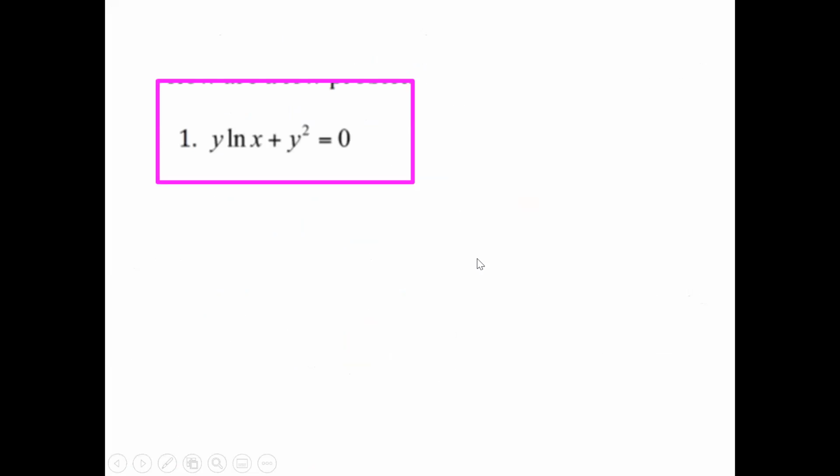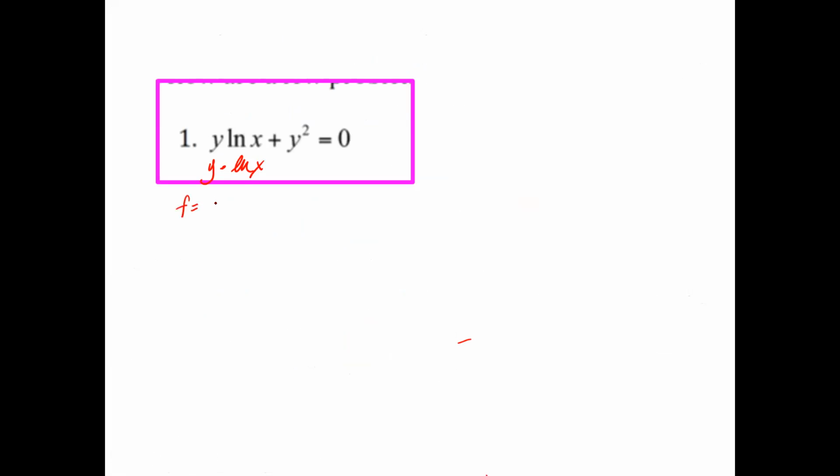All right, first example. You have y ln x plus y squared equals 0. Obviously, if you look at this, it is a multiplication: here you have y times ln x. So most likely you have to use the product rule. Let's go ahead and do that.